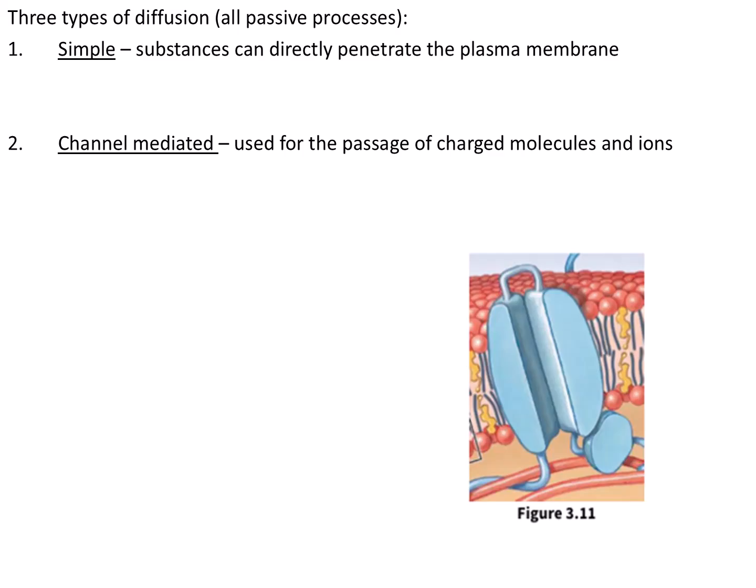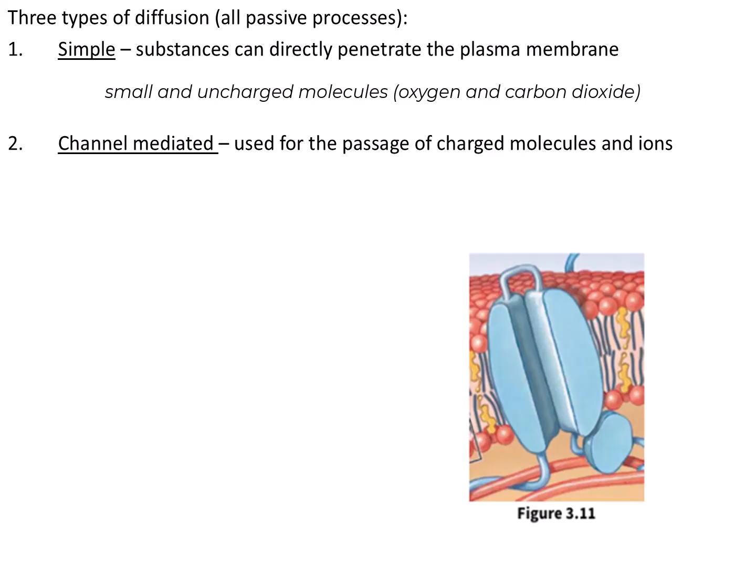For simple diffusion, the substances can directly penetrate the plasma membrane. For molecules to move through the cell membrane using simple diffusion, they need to be small and uncharged, such as gases like oxygen and carbon dioxide. Channel-mediated diffusion is needed when molecules are charged or are ions.